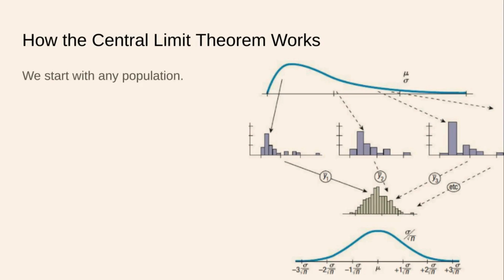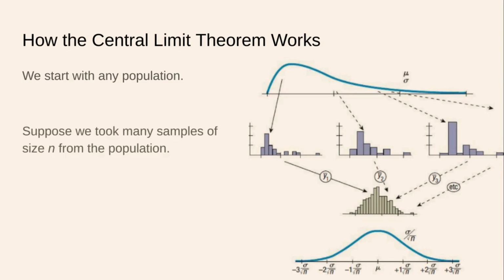So we start with any population, right? The population we're looking at here would have a histogram that is very, very right skew, okay? So this is not a normally distributed variable. Suppose we took many samples of size n from the population, and we'll assume that n is a large number, okay? Now, how large? We'll get to that. So suppose we took many samples of size n from the population, all right?